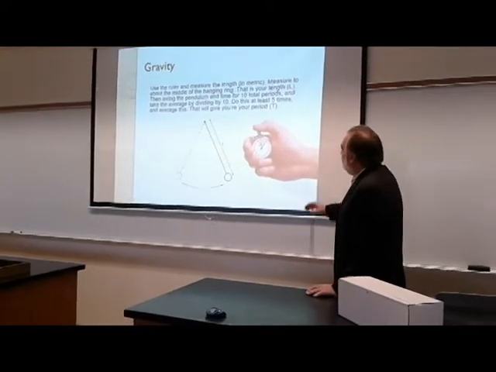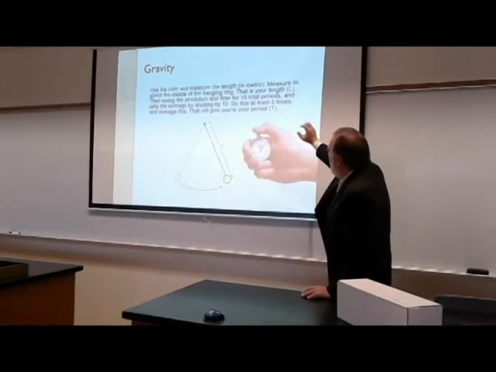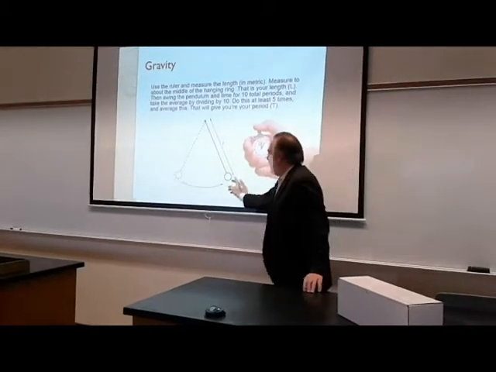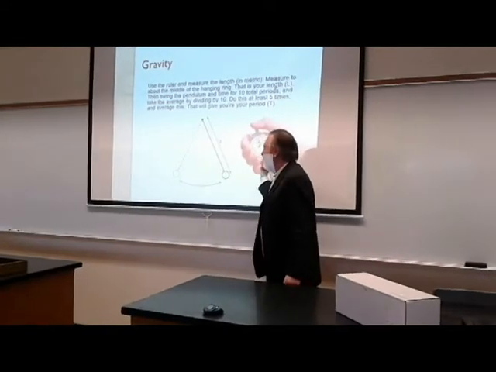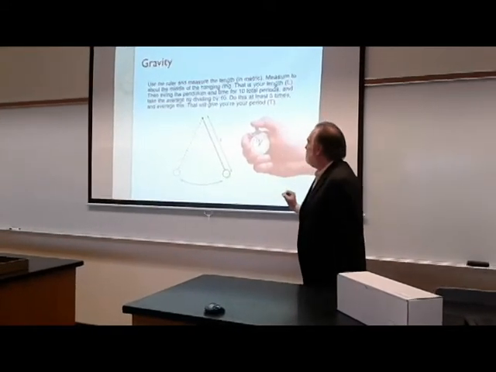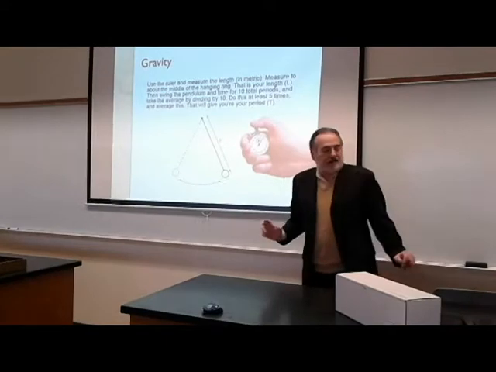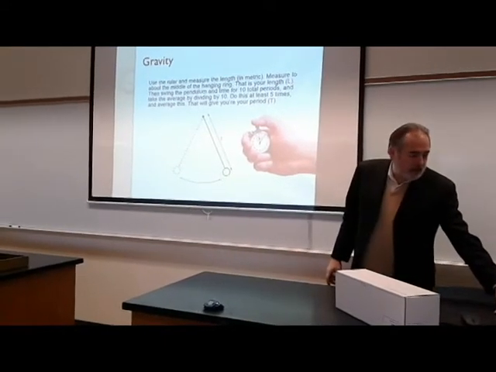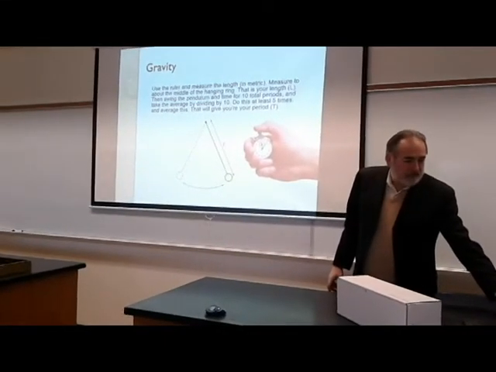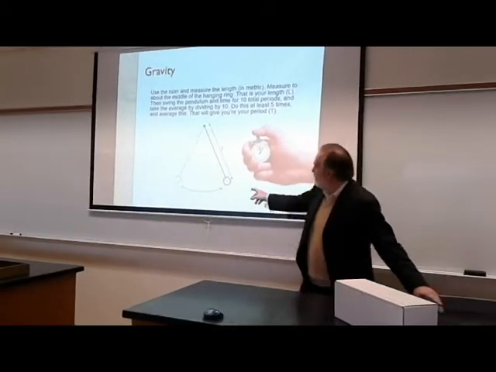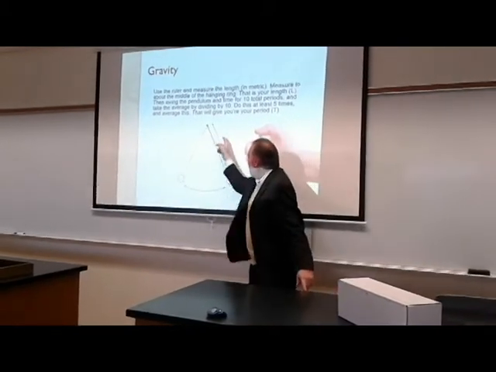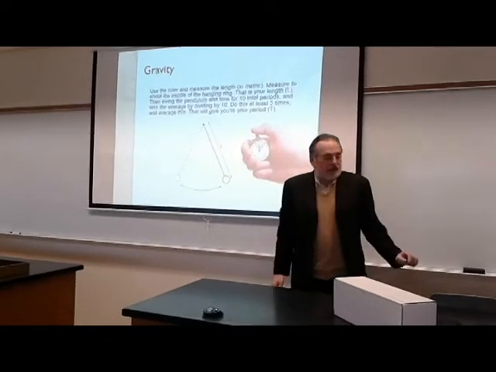So, we'll get our T by timing it after it does this 10 times, and then dividing it by 10. As I said, do that 5 times. That'll give you your period, T. And the length is, of course, measured, as I said, from about the middle of the ring.